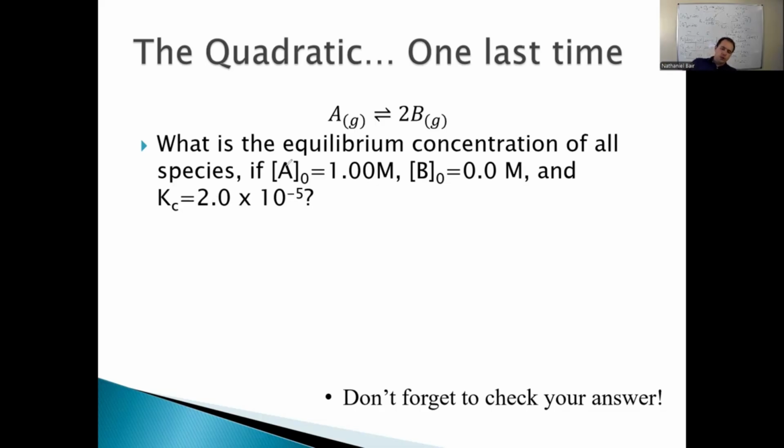So I want you to do a mass action expression, write an ICE table, okay? Plug it in and see if you can't, whatever you got to do, right? Solve the quadratic formula, see if you can get x, and then get the equilibrium concentrations. And then I'm going to teach you a shortcut, which is pretty cool. So go ahead. But we're doing it without the shortcut first because we want to prove that the shortcut works and we get about the same answer.